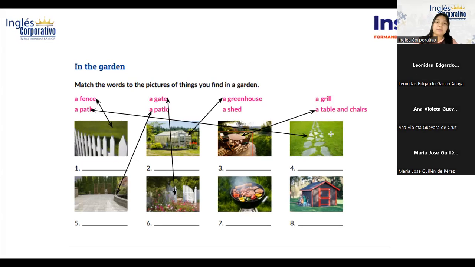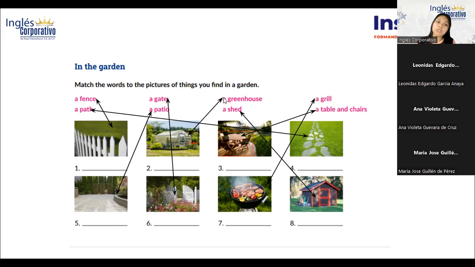Number eight. A shed. And what is this one? What is shed? Es como un cobertizo. Correcto, como un cobertizo. Very good. Okay. Excellent. Very good.